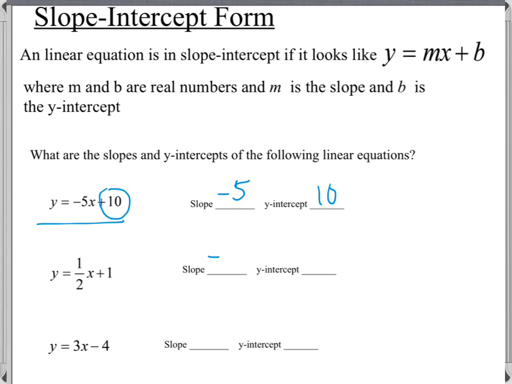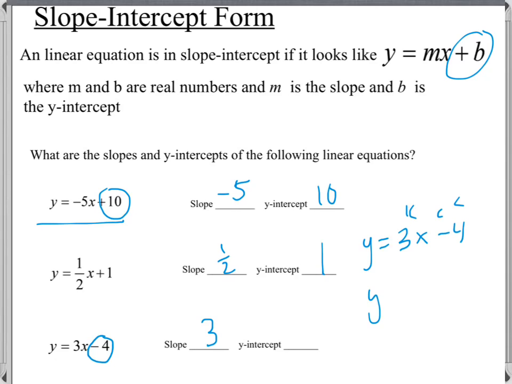So slope for the next one is 1/2, and the y-intercept is 1. Slope for the next one is 3. Now we encounter a little problem because this is being subtracted and the general form of the equation is being added, but that's not a big deal because we can use keep, change, change in order to change subtraction into addition. Okay, so the y-intercept is -4.